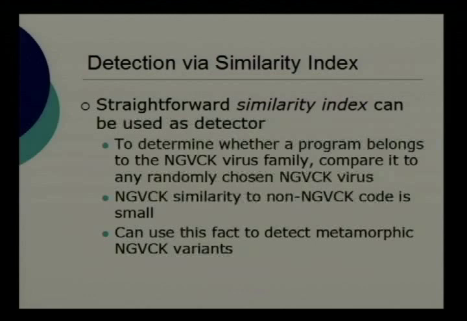Besides that, because these viruses are so different from normal programs, we try a completely different approach. We just use a straightforward similarity index to determine whether a program belongs to the ANVIC family. This method works this way. If you want to see whether program A is an ANVIC mutated virus, you can pair it with any ANVIC virus and find the similarity score.